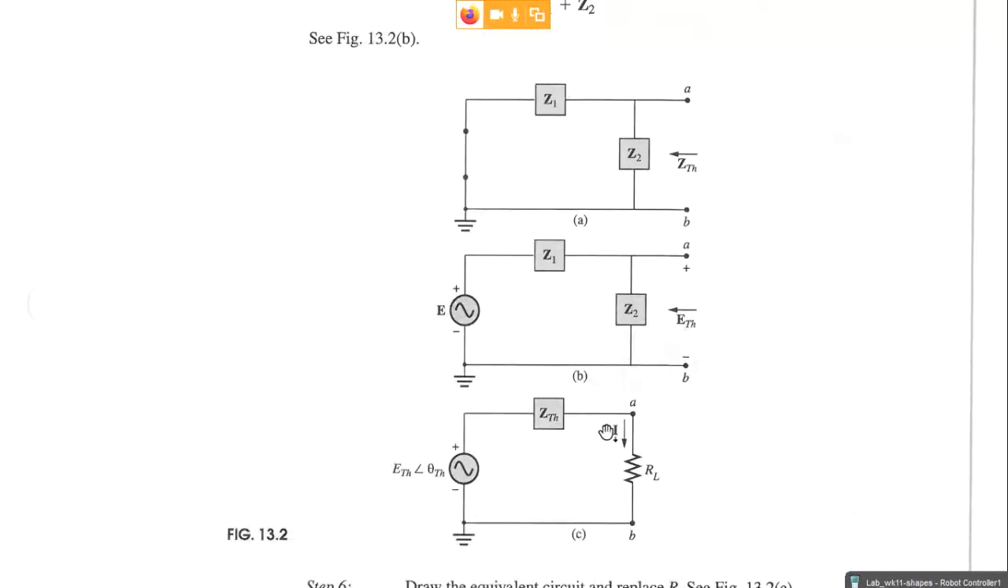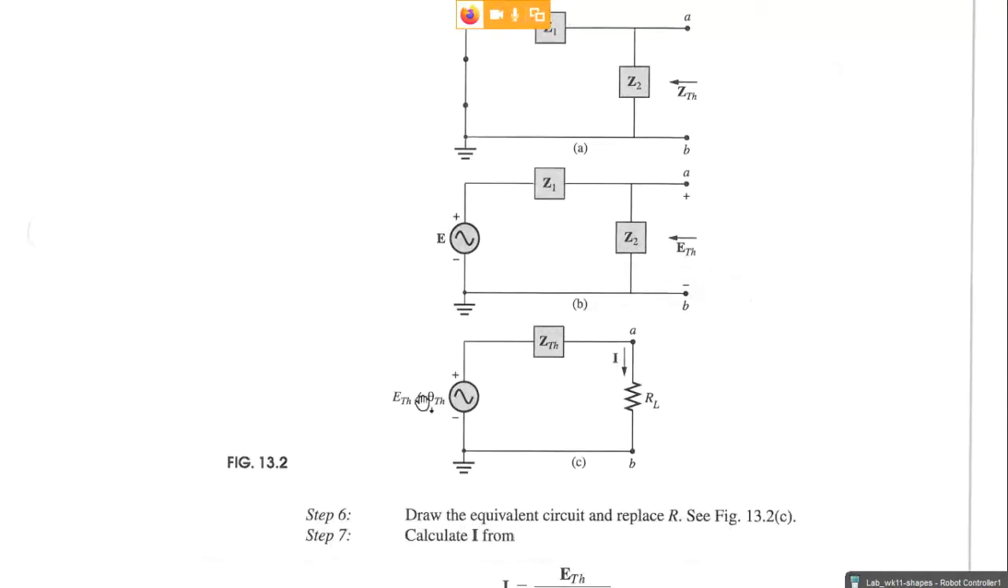Okay. And so that gives us then this Thevenin equivalent circuit where we have E Thevenin at an angle of theta Thevenin. Now chances are this angle is not going to be a zero angle, so make a note of that. But we have E Thevenin and Z Thevenin now in series. So you have your voltage source in series with this Thevenin impedance, and that replaces this more complex circuit.